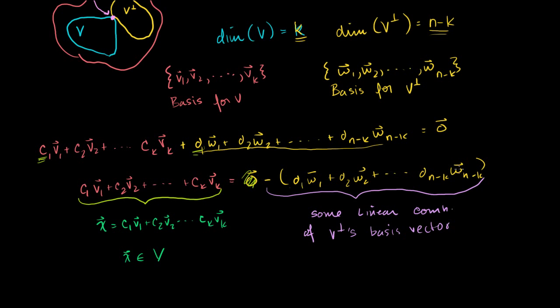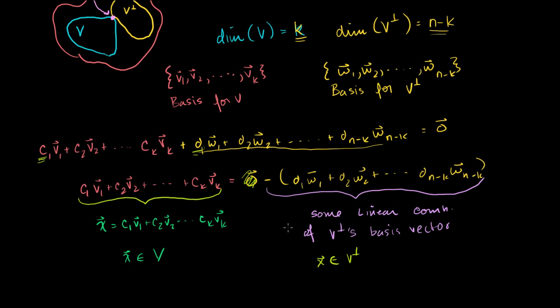So this vector over here is going to be a member of, let me call this, could be some other vector. Well, we're going to be equal to each other, so we could also call this x. So x is equal to this, but it's also going to be equal to this. And since it can be represented as a linear combination of v's orthogonal complement's basis vectors, or v perp's basis vectors, we know that this also has to be a member of v perp.